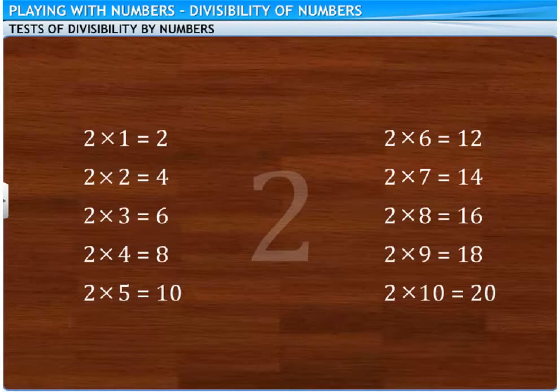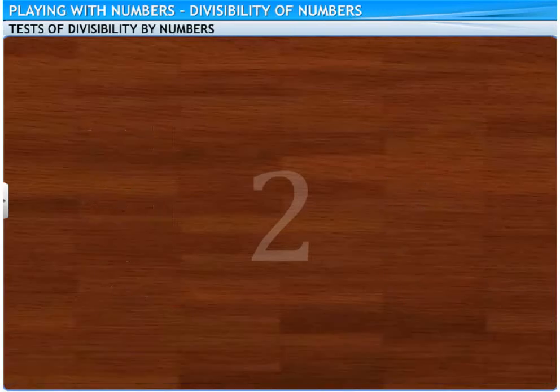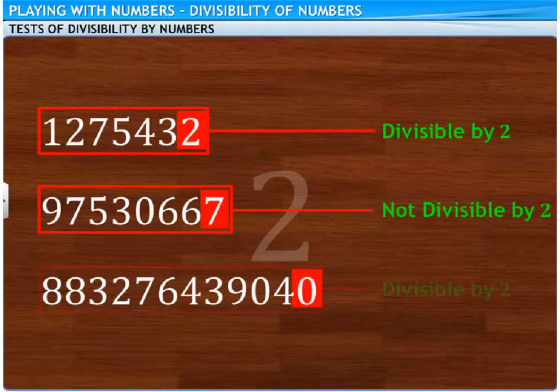Now observe the digits in the ones place for all these multiples of 2. They are 0, 2, 4, 6, or 8. This is true for all multiples of 2. Thus, a number that has 0, 2, 4, 6, or 8 in its ones place is divisible by 2. You can use this divisibility test to see if any given number is divisible by 2 or not without actually dividing it.